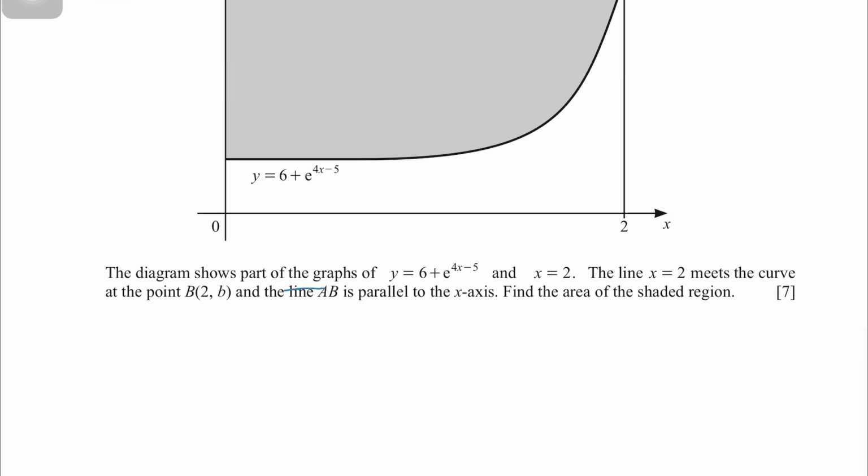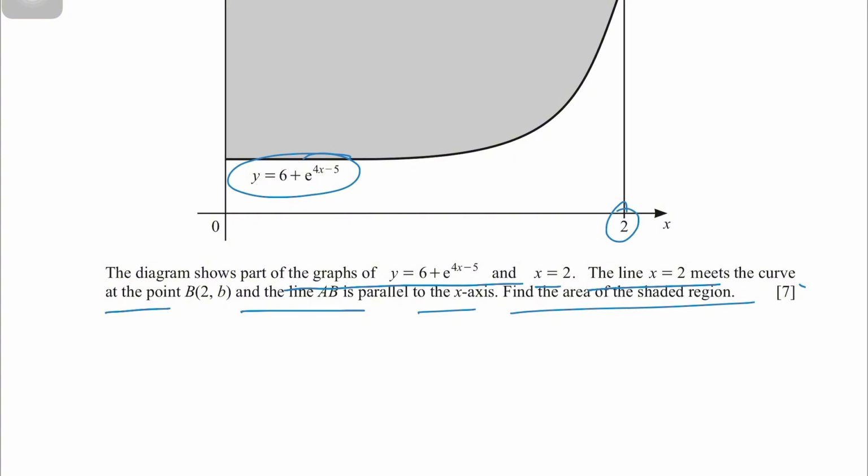The diagram shows part of the graph, and the line x equals to 2 meets a curve at point this, and the line AB is parallel to x-axis. Find the area of the shaded region. Now we need the area of the shaded region over here. So let's first calculate what we'll be getting when our x is 2 and our y value. Let's just calculate it.